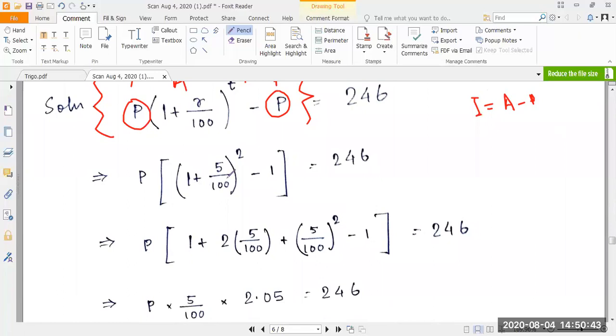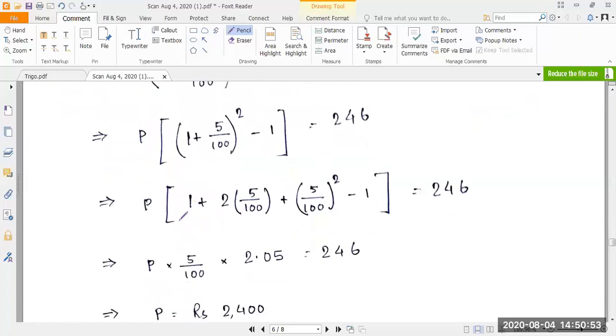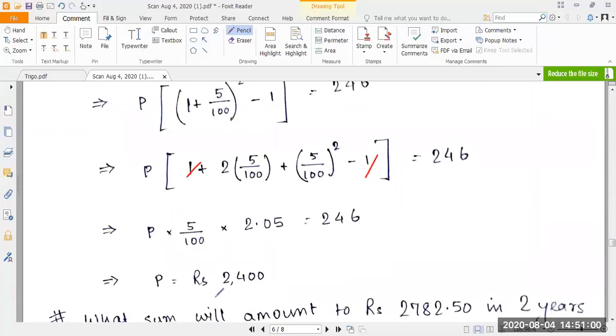What I do is I break it into parts using the formula A plus B whole square equals A square plus 2AB plus B square. So this 1 and 1 can get cancelled. And you can see this is an equation in P. So I can easily find out the value of P by putting down the values and calculating. And what I get is P is 2,400.